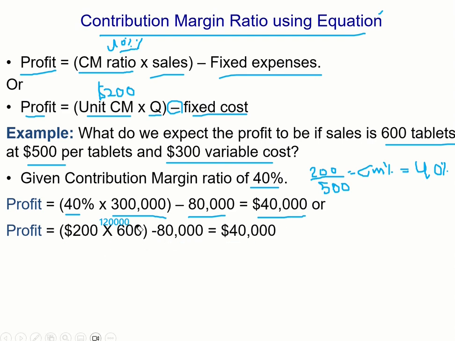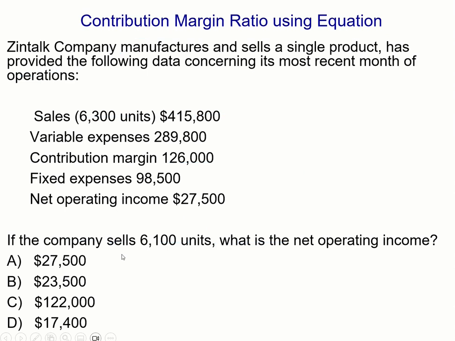Or we can use the contribution margin per unit, which is $200, times the quantity we're selling, 600. That's going to give us 120,000, minus fixed cost of 80,000, will give us a profit of 40,000. So make sure you are familiar with this formula because you will need to use it. So let's take a look at this exercise.